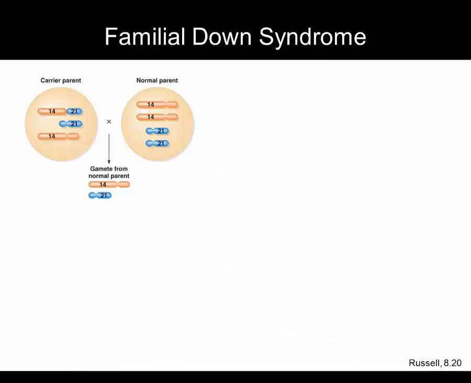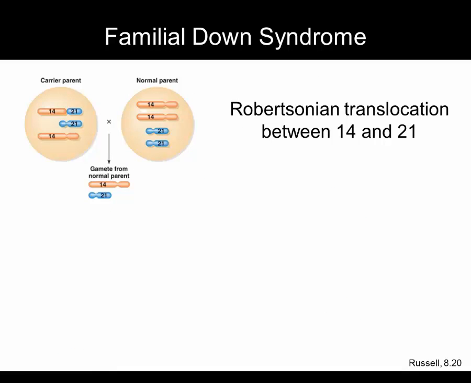Now what about those 1 to 2% of cases that are familial? These are the result of Robertsonian translocations between chromosomes 14 and 21. The translocation by itself is not a problem. Little information is lost from the small ends of these chromosomes. So an individual with a translocation and one normal copy of chromosomes 14 and 21 will be just fine. As we've often seen to be the case, the problem occurs in meiosis.